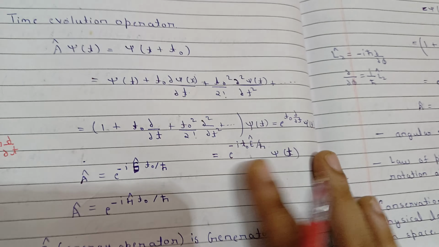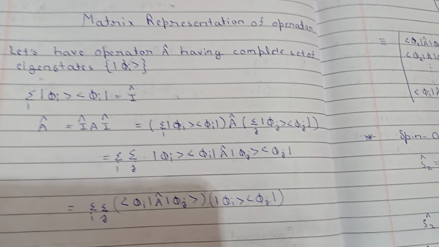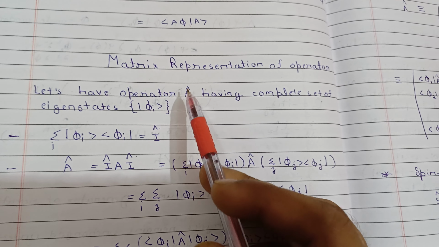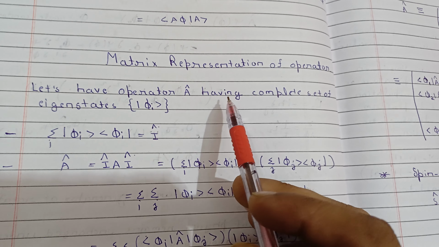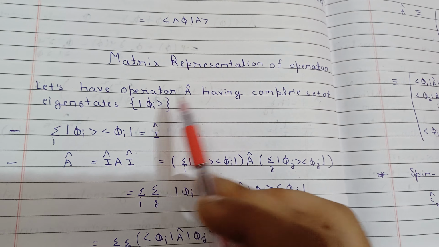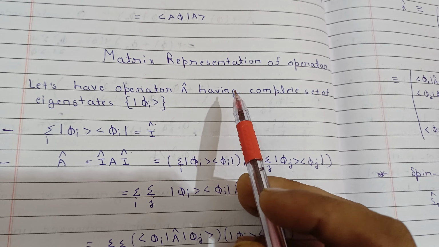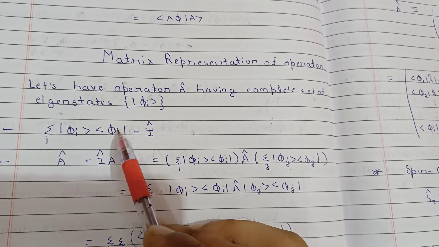So today's lecture starts from now. We will see how we can represent any operator in the matrix form. So let's have an operator A having a complete set of eigenstates. So we have any operator A of which we know the complete basis vectors, or the eigenstates, we already know all the eigenstates. Then from the completeness relation we can write this, phi I equal to I.